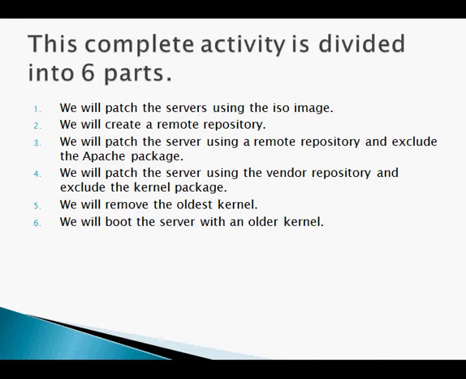This complete activity is divided into 6 parts. We will patch the server using ISO image. We will create a remote repository. We will patch the server using remote repository and exclude Apache packages. We will patch the server using vendor repository and exclude kernel packages. We will remove the oldest kernel. We will boot the server using old kernel.